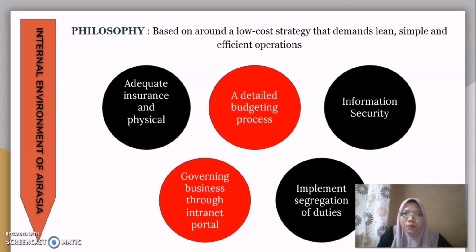Their philosophy is based around a low-cost strategy that demands lean, simple and efficient operation. Here are some of the internal controls in AirAsia. First, adequate insurance and physical safeguards to avoid material losses. Second, a detailed budgeting process. Third, information security to protect their data and confidentiality. Fourth, governing business through an intranet portal. Fifth, the implementation of segregation of duties. AirAsia has levels of authority, so any amendments they want to make will be tabled and approved by the board of directors.